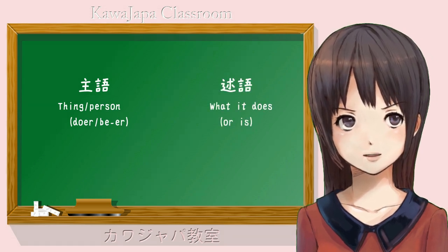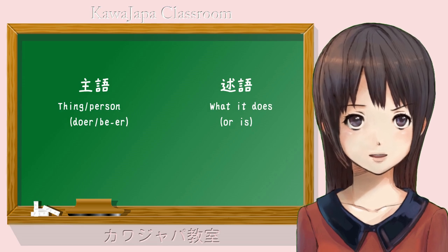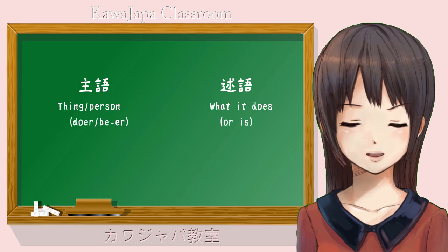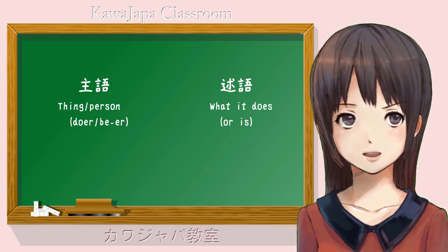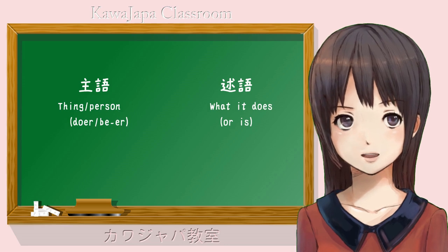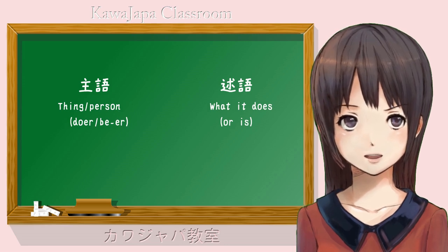So even if you say there is a rabbit, you have two things. There is the rabbit and there is what it's doing. And what it's doing in this case is just being. There is a rabbit. But it has those two things, and it's the same in Japanese.